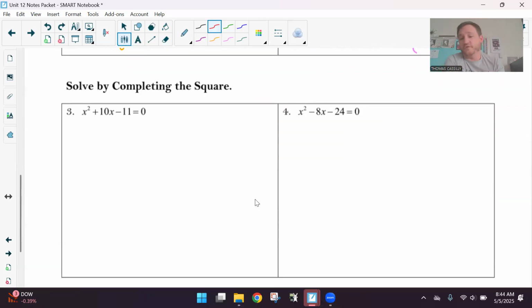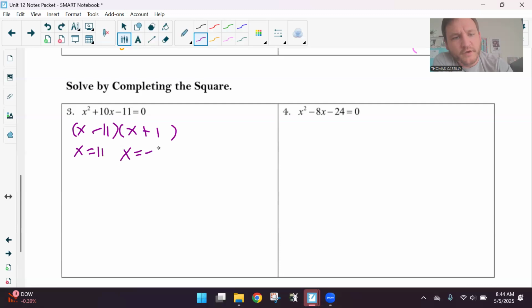All right. So now let's actually do one of these problems. They're saying solve this equation by completing the square. If we look at this, this problem does factor. I'm going to call this x minus 11 and x plus 1. That gives me x equals 11 and x equals negative 1. So we already know what the answers are going to be. However, the whole purpose of this is what if it does not factor? That's why we do this completing the square.